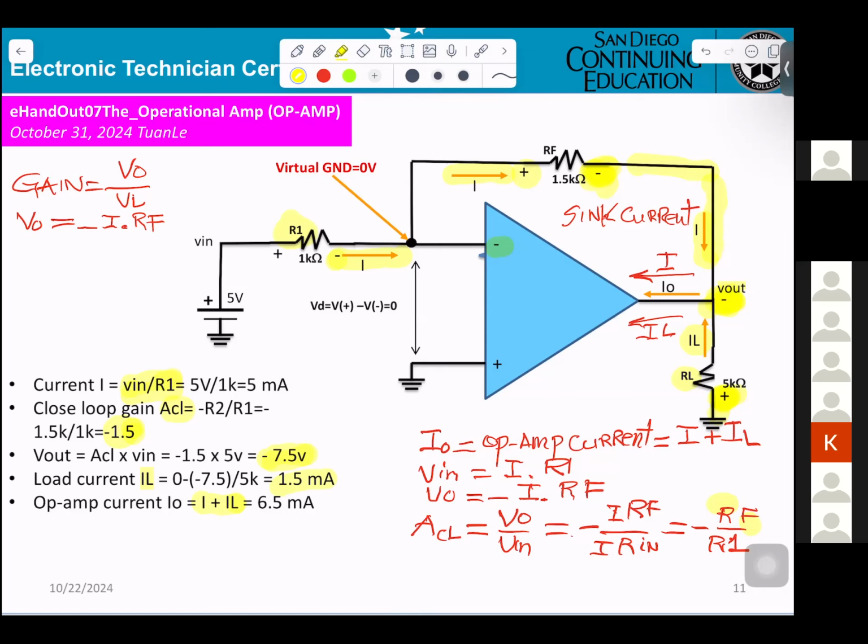So that's very clear to me for the inverting amplifier. And Mr. Pham, on that load current, I'm a little bit confused because you got 0 minus, parenthesis, minus 7.5 divided by 5K equals 1.5. The 0, is that a virtual ground? Oh, that's a physical ground. That's a ground. Oh, that's the ground. Okay. Could you write that out so we could see it? Okay, now you get the IL.